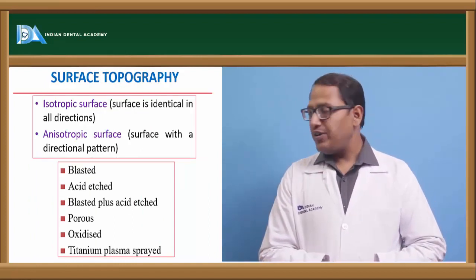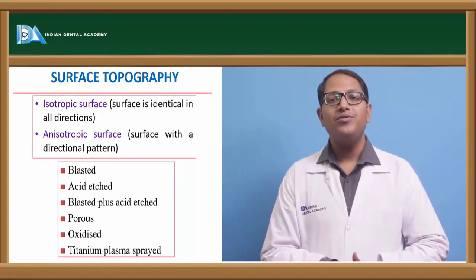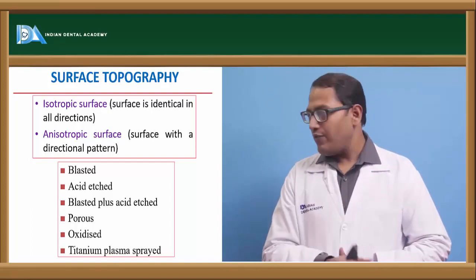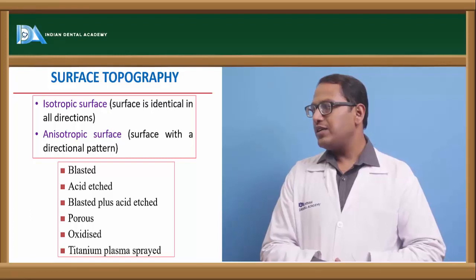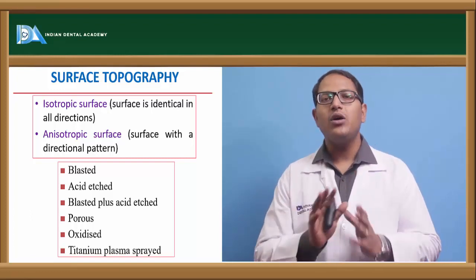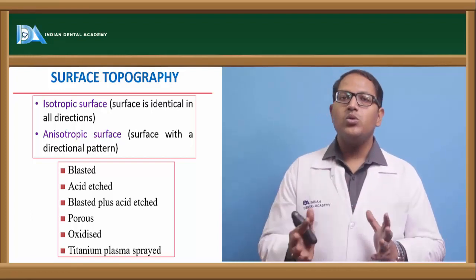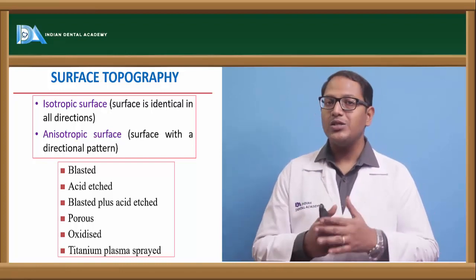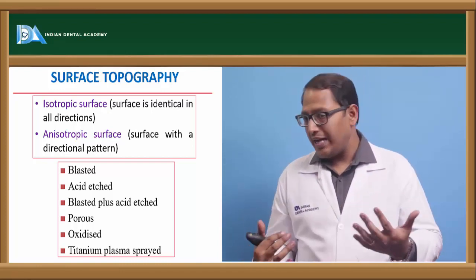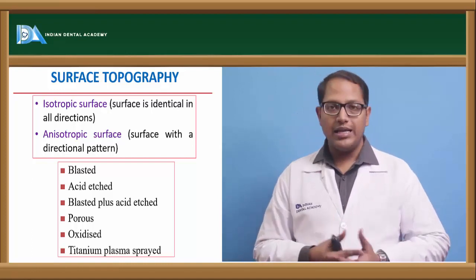Surface topography depends on how the surface is prepared. Is it an isotropic surface? Is it an anisotropic surface? An isotropic surface is identical on all sides; iso means similar. Anisotropic means the surface is not similar from left, right, anterior, posterior, with a directional pattern.